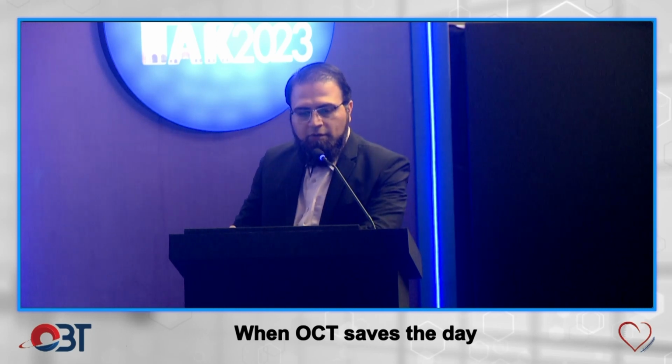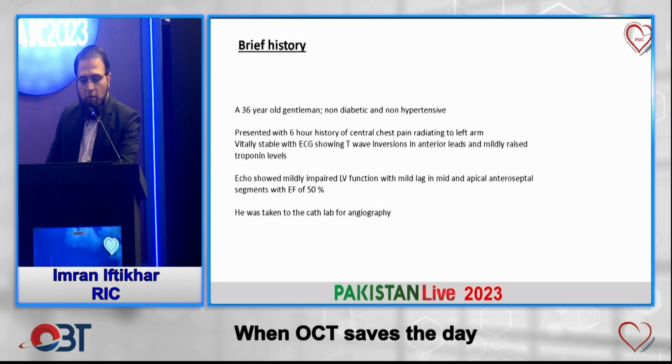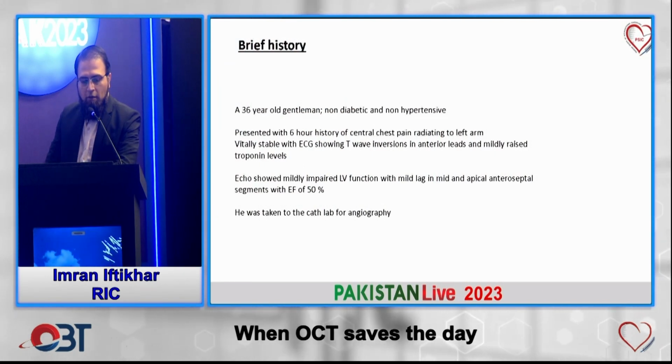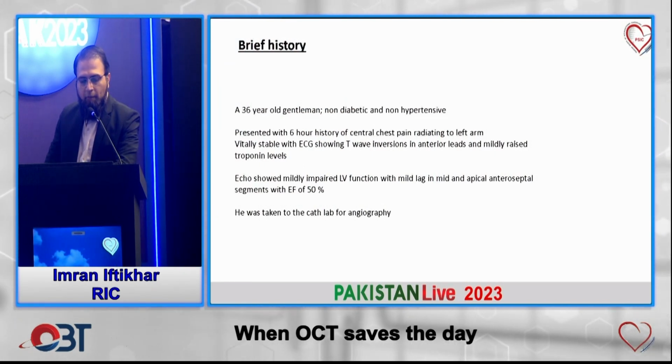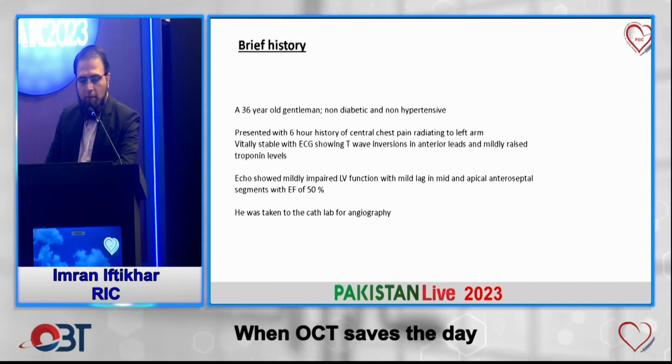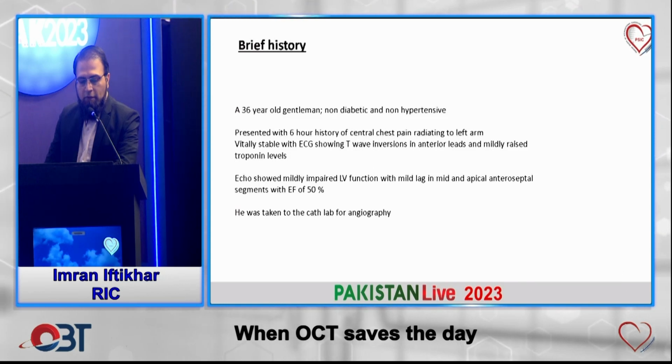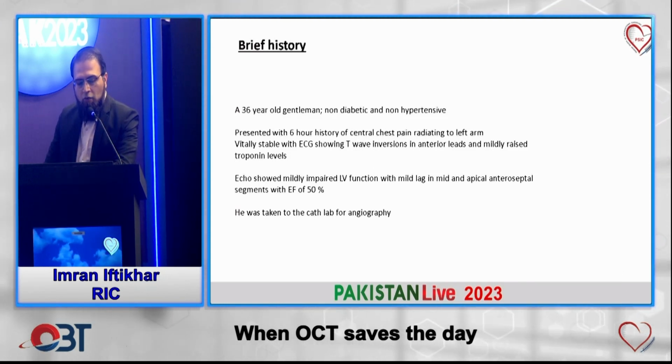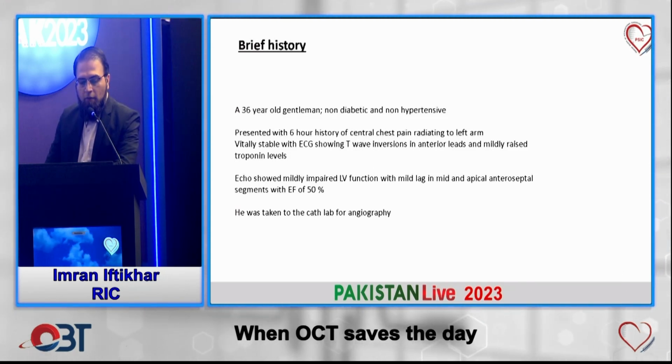So first, a brief history of the patient. A 36-year-old gentleman, non-diabetic, non-hypertensive, presented with 6 hours history of chest pain, hemodynamically stable, with ECG showing T-wave inversions in anterior leads and mildly raised troponin levels. Echo showed mildly impaired LV function with mild lag in mid and apical anteroseptal segments with ejection fraction of 50%. So he was taken to the cath lab for angiography.